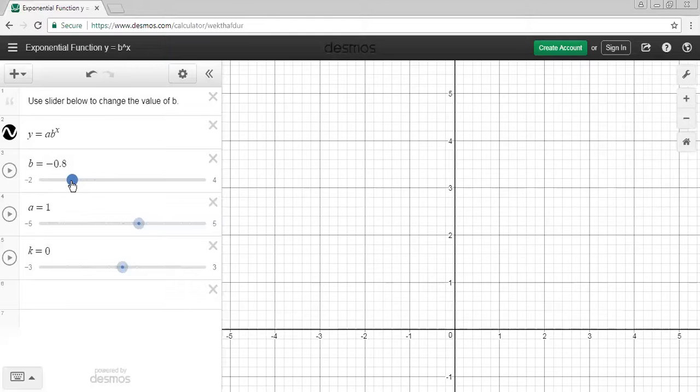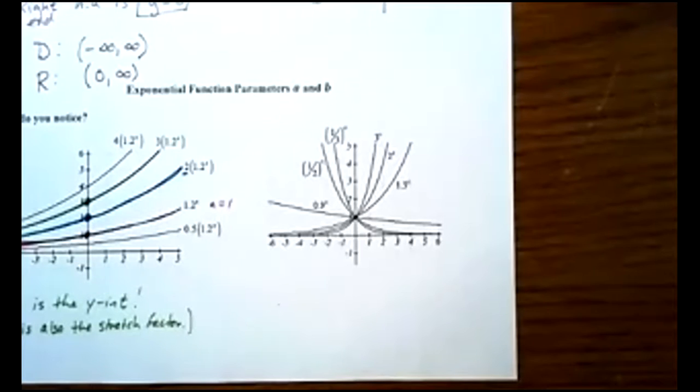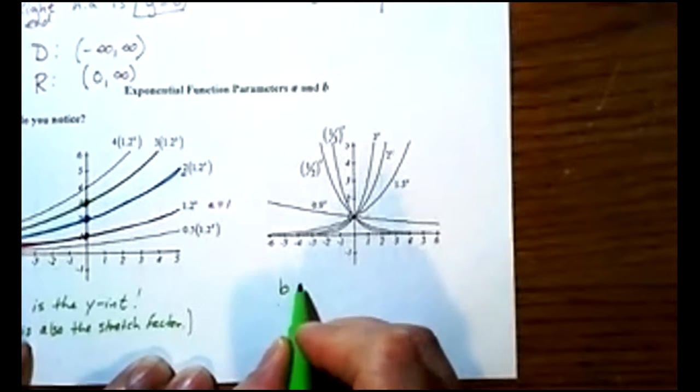And all these negative, here's B is negative 0.8, 0.9. We don't have a graph at all. This is again because the base has to be a positive number. And it can't be 0, or you get that. And it can't be 1, or you get that, straight lines. Okay, but between 0 and 1 is decay. Greater than 1 is growth. Okay, so some things you should notice about B is that B kind of decides the steepness of the curve.